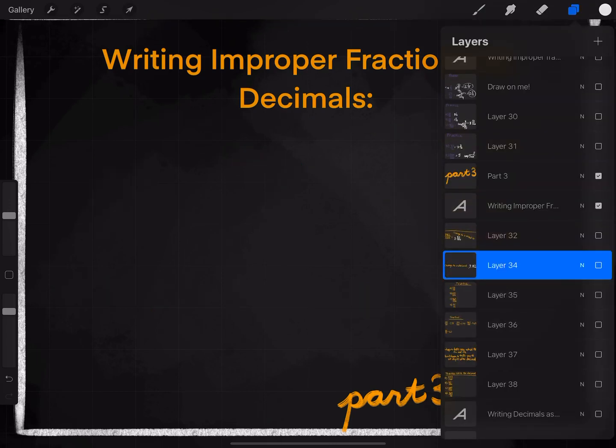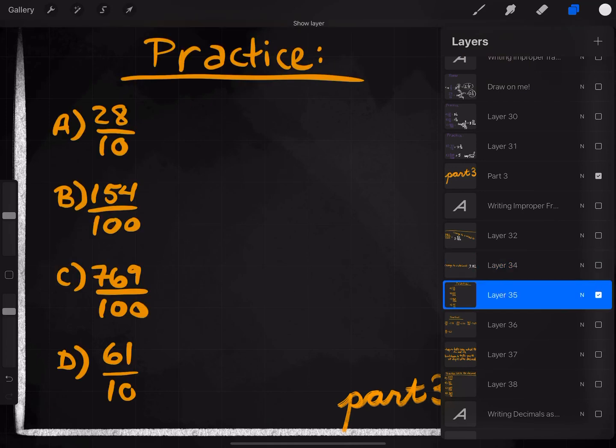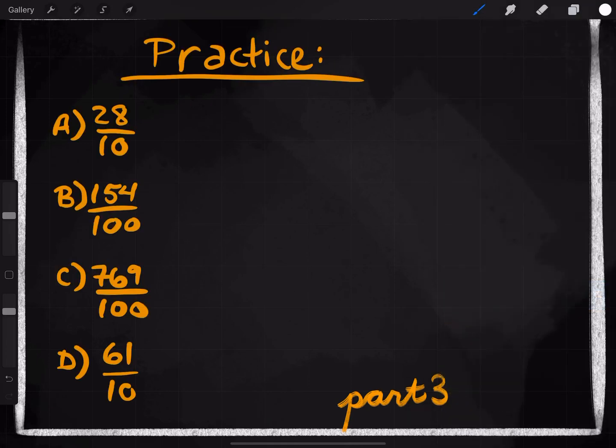Now we have some practice. So go ahead and see if you can change these into decimals. You can change them into a mixed number first. I can help you do that.